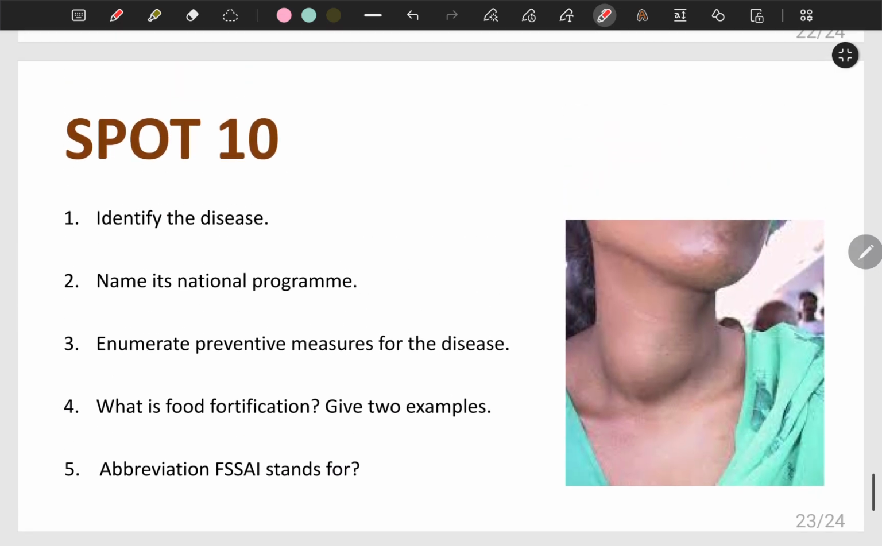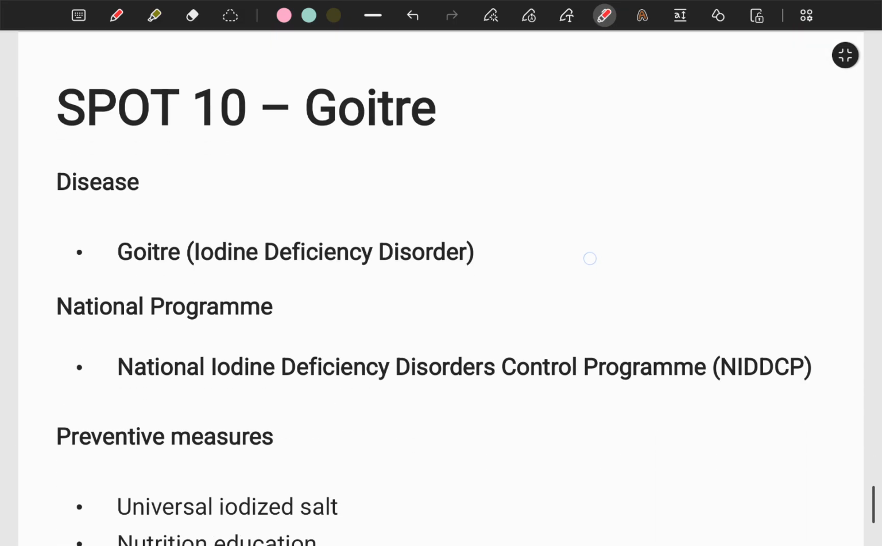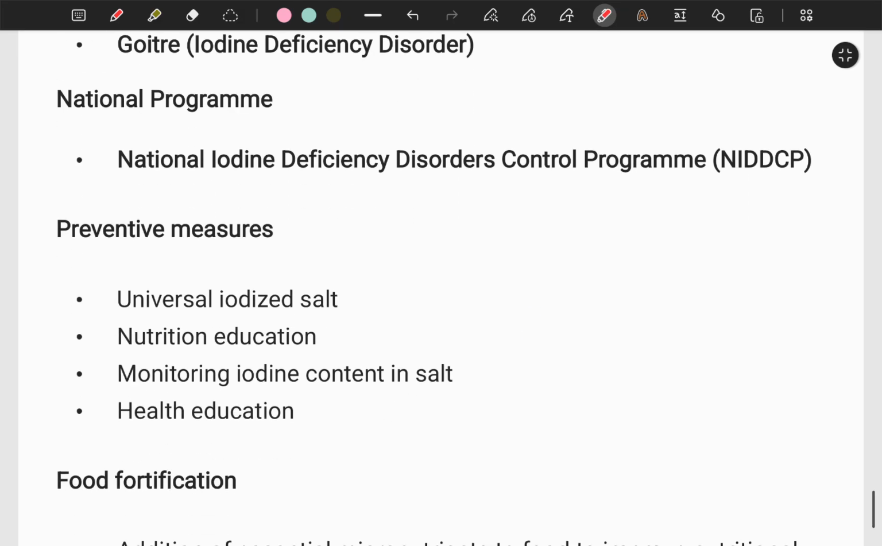Coming to the last spot, this is of swelling in the neck region. So we have to identify the disease, program, preventive measures, food fortification, FSSAI. Okay. So this is Goitre, iodine deficiency disorder. National program associated is National Iodine Deficiency Disorders Control Program, NIDDCP. Preventive measures, universal iodized salt, nutrition education, monitoring iodine content in salt, and health education.